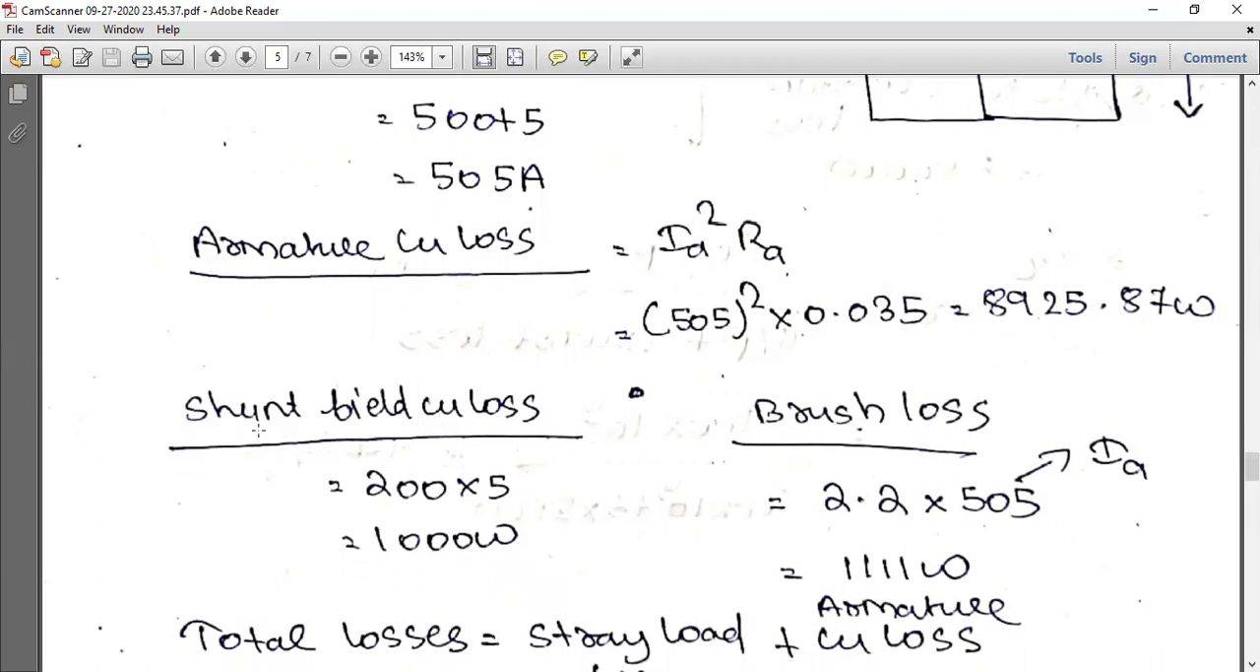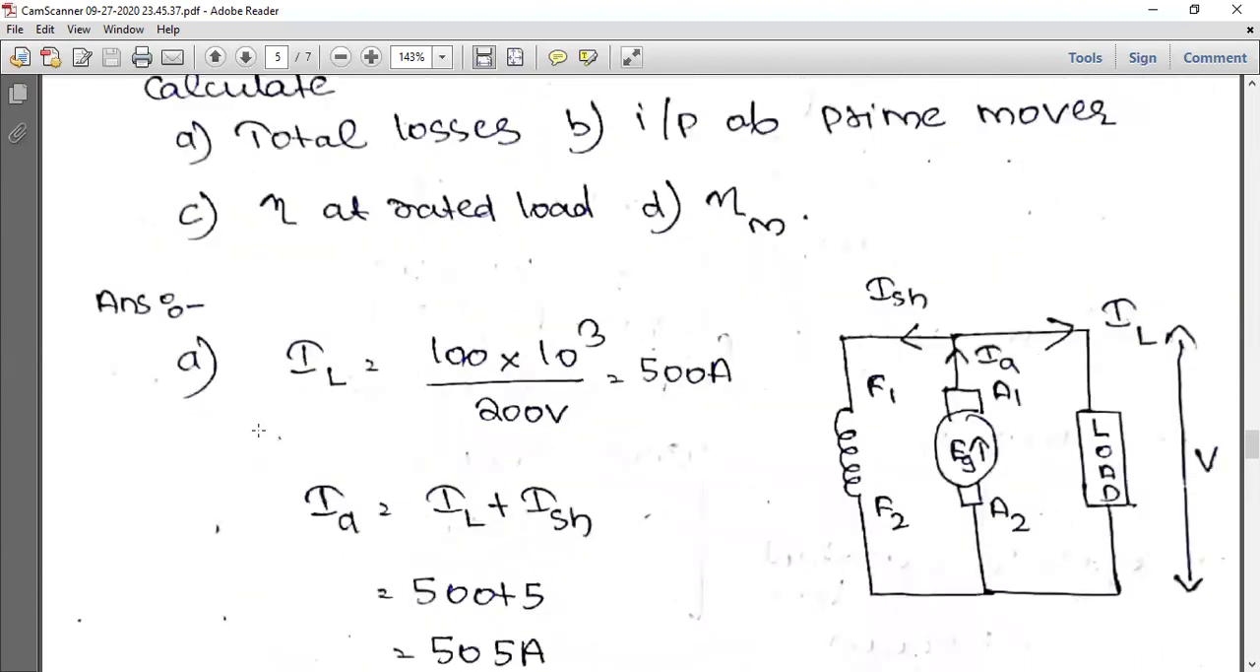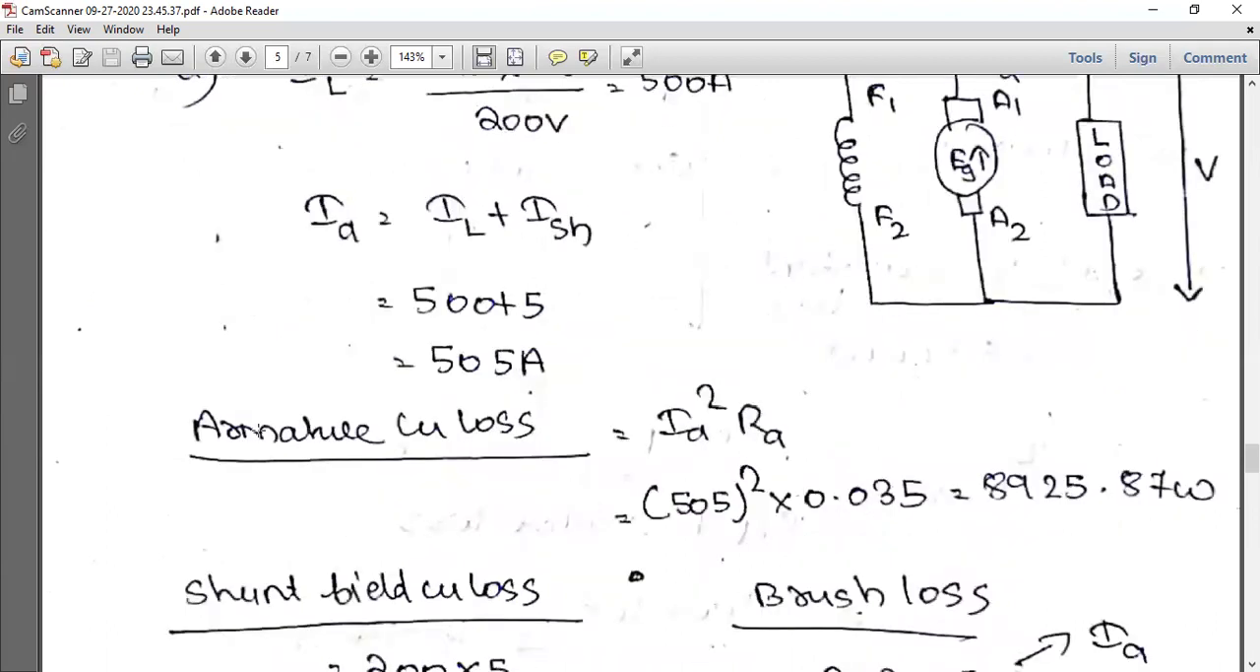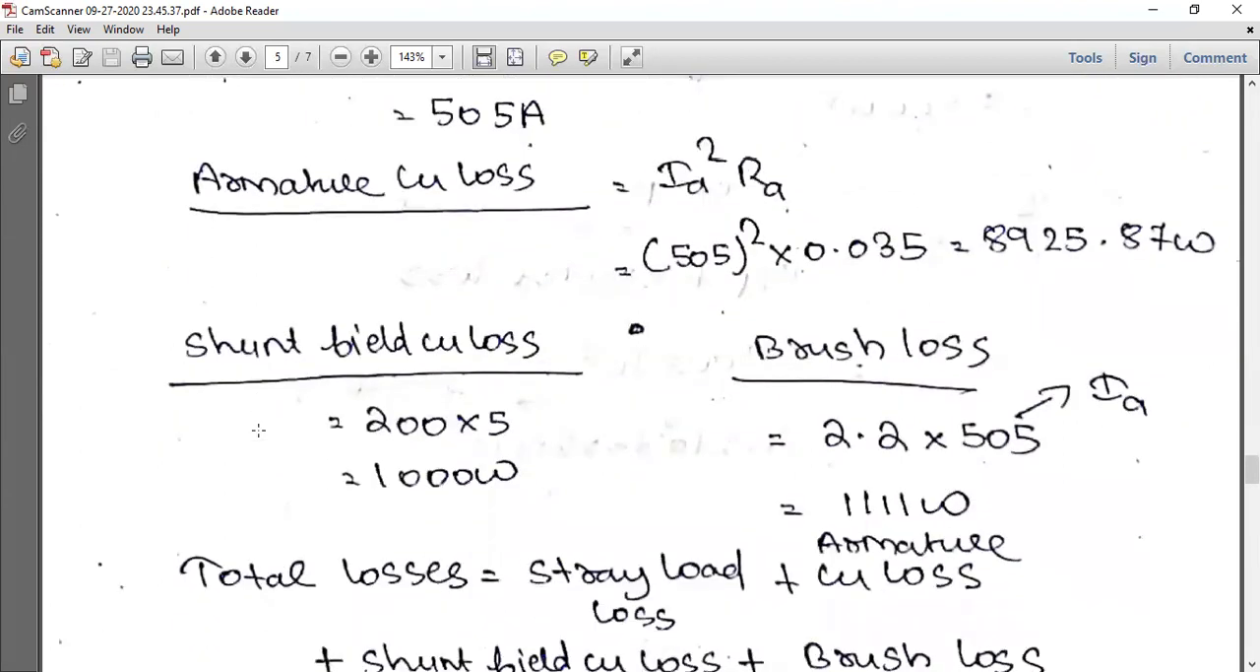And brush loss is 2.2. So brush drop, how much is it? I told you in the beginning, brush drop losses are also considered as armature loss, armature copper loss only, because it's connected to the armature. So we take armature current only. So it is brush drop into armature current, which is given as 111 watt.